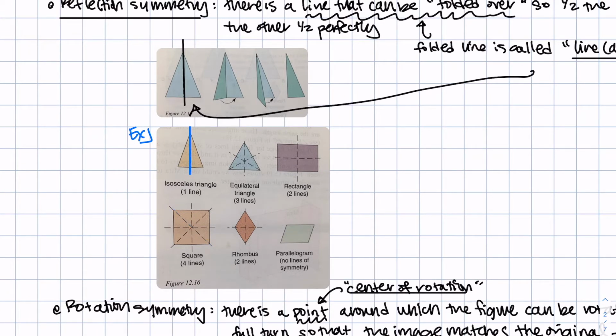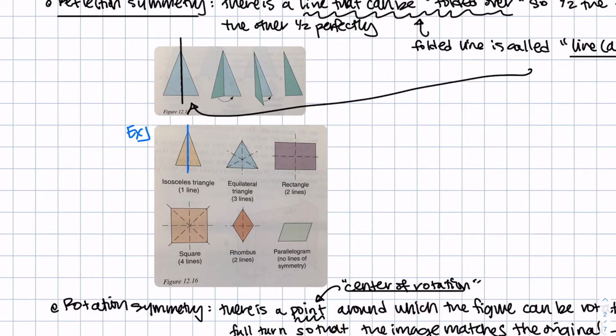For the rhombus, I have two axes or lines of symmetry, each of them bisecting the angles. But notice for the rhombus that I do not have an axis of symmetry anywhere else. So there are places that you might try to draw a line and get some symmetry, but if you actually put it into practice, it will not work.